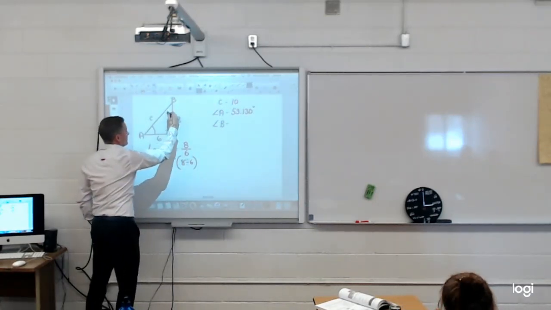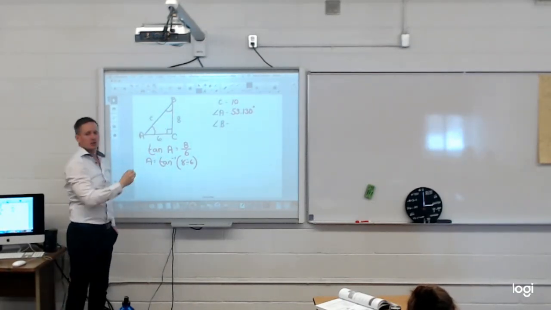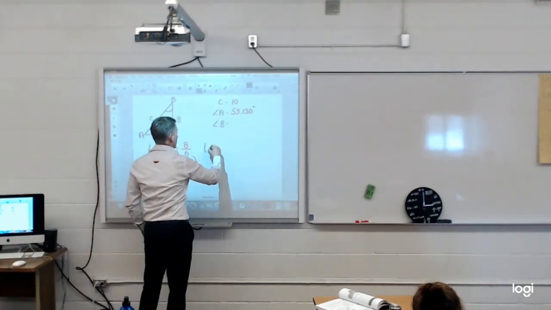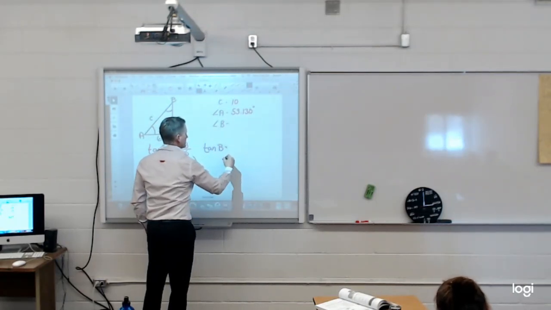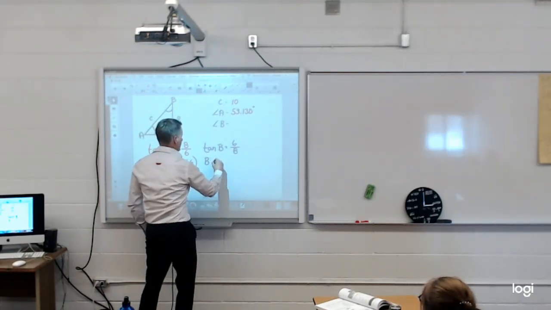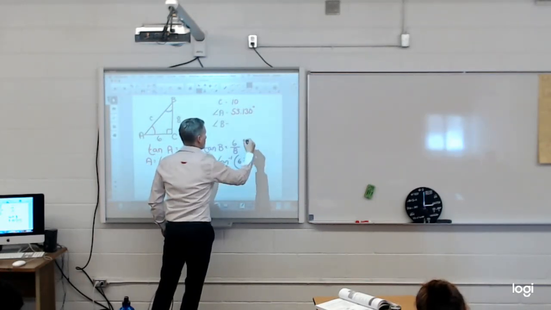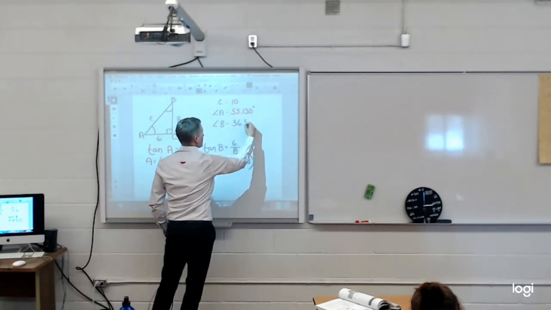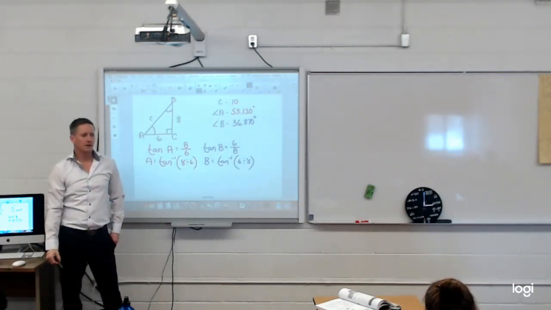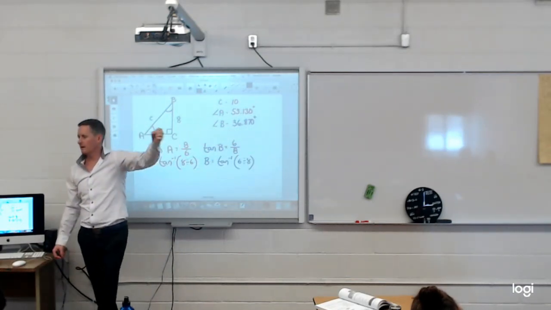All right, I'm working with B now. Where is 6 in relation to B? Opposite. Where is 8 in relation to B? Adjacent. So which trig function am I working with? Tan. So tan B equals the side opposite, which is 6, over the adjacent side, which is 8. B equals tan negative 1, 6 divided by 8, 36.870 degrees. Now I want to check. That plus that gives me 90. I got it right.